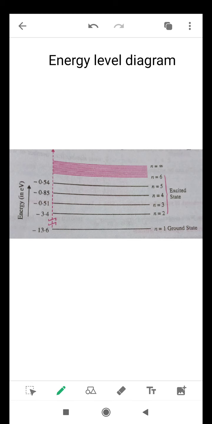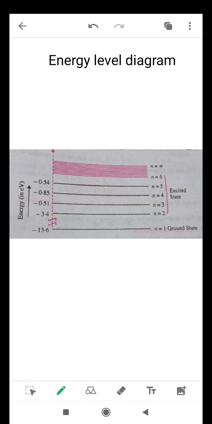Now the ground state is for n equal to 1. As I mentioned, the ground state is when the hydrogen atom has its lowest energy, that is for n equal to 1. So that state is said to be the ground state. The value corresponding to this is minus 13.6 electron volt. So this diagram is said to be the energy level diagram, a diagram representing the energy of different states of hydrogen atom.